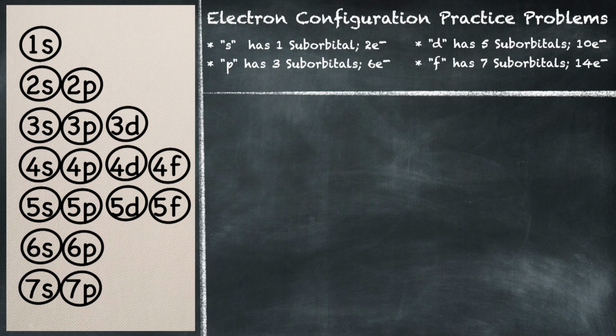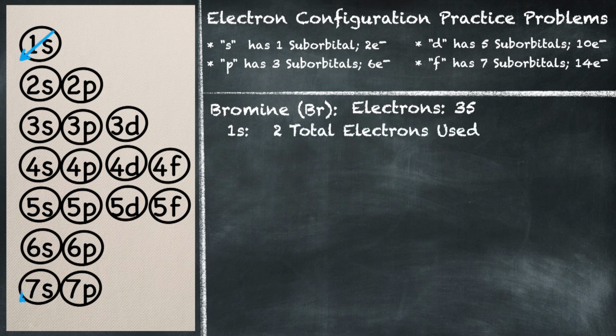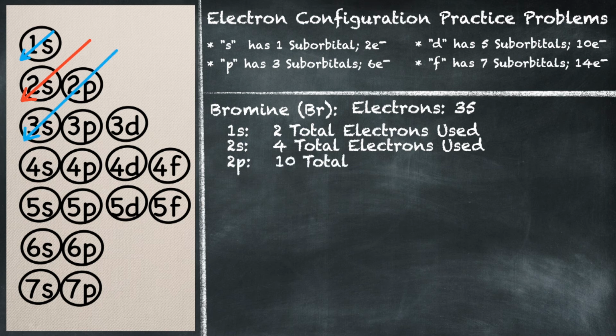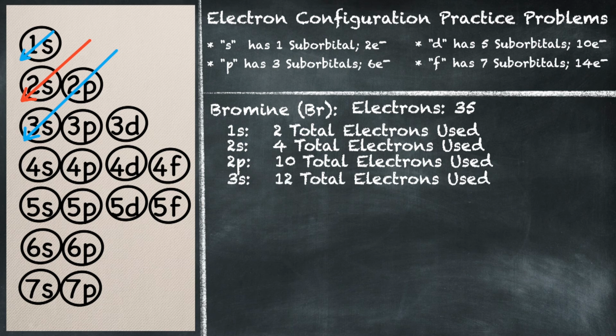Okay. Now we're going to bromine. Bromine has 35 protons, so that means it also has 35 electrons if it's neutral. Starting off with the electrons, we have 1s is what we're going to fill first. That has 2 electrons. Then we go to 2s for 2 more for a total of 4 electrons used so far. Then 2p, which we fill up, and now we've used 6 electrons in the p orbital and 10 total electrons. Then we go to 3s. That's 2 more electrons for 12 total electrons.